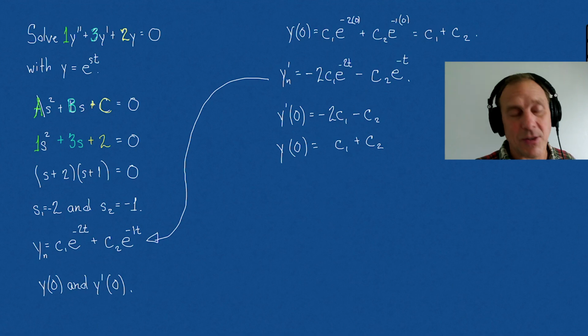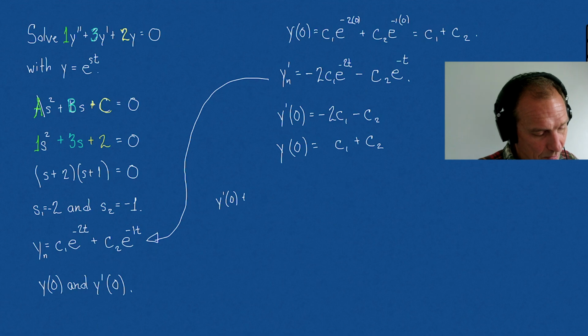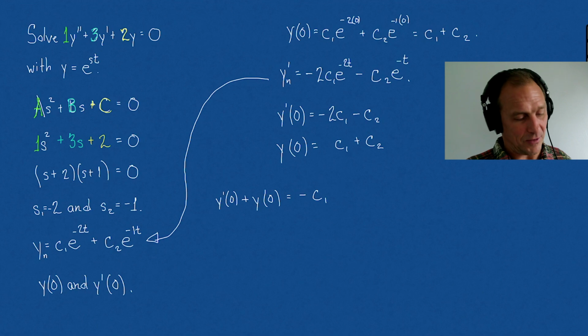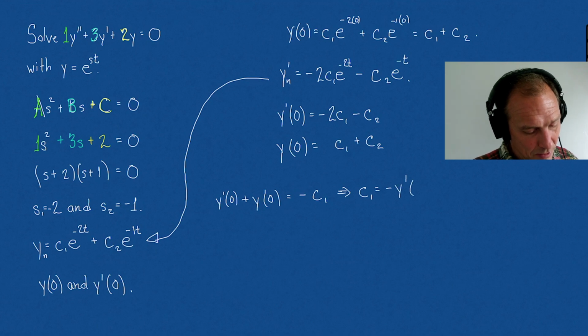Notice that if I just add these two equations, if I take y prime of 0 and add it to the equation, or I just add the whole rows, then I'm going to get y prime of 0 plus y of 0 equals minus C1. Because minus C2 plus C2, well, that's 0. So there it is. We've solved it. So I'm going to write this as C1 equals minus y prime of 0 minus y of 0.